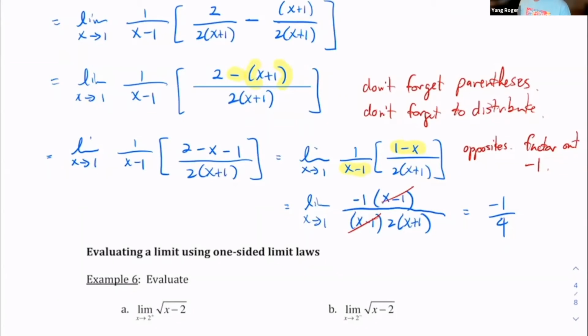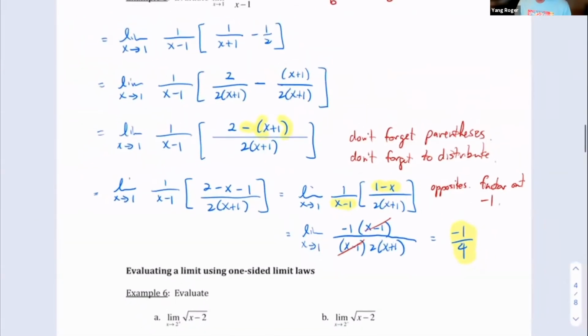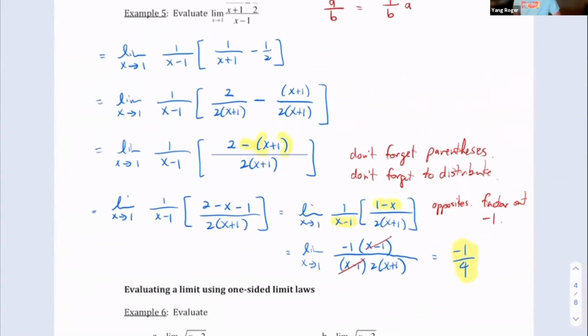So let's highlight this guy. And this is the example 5. All right. Are there any questions about this one? This section has a lot of algebra. So if your algebra is weak, you're going to need practice for sure. All right.